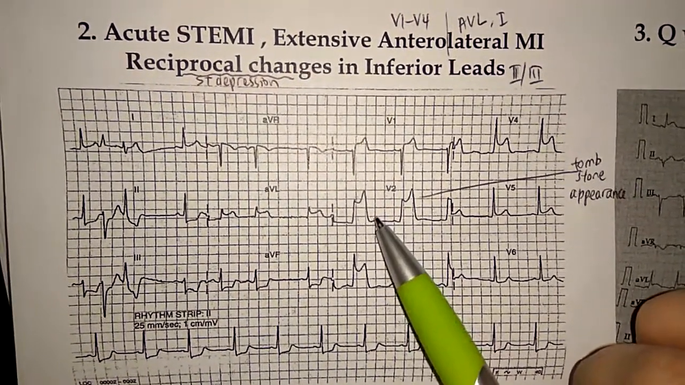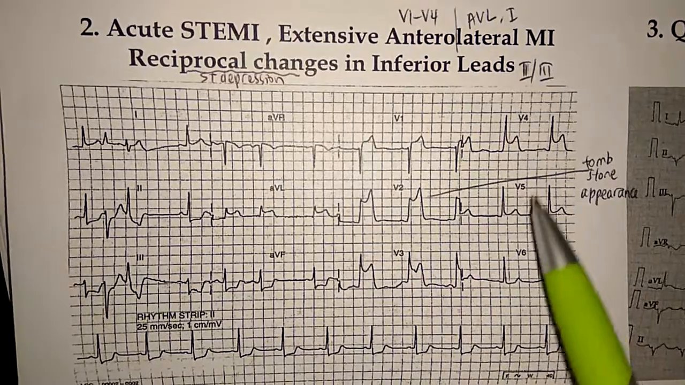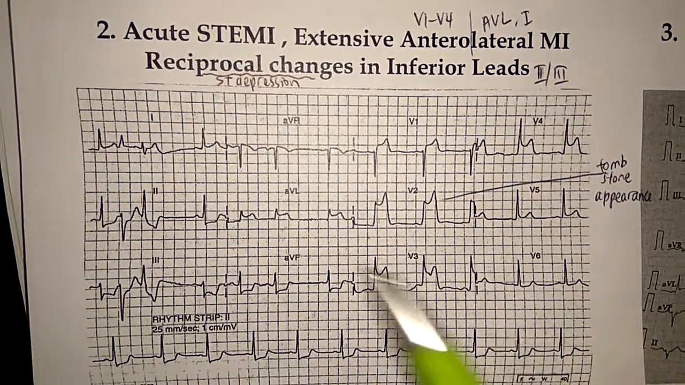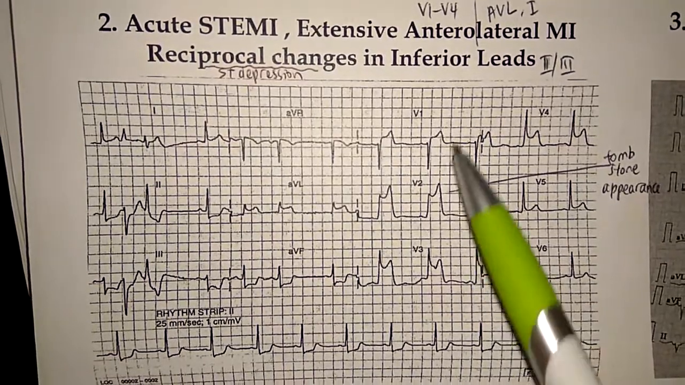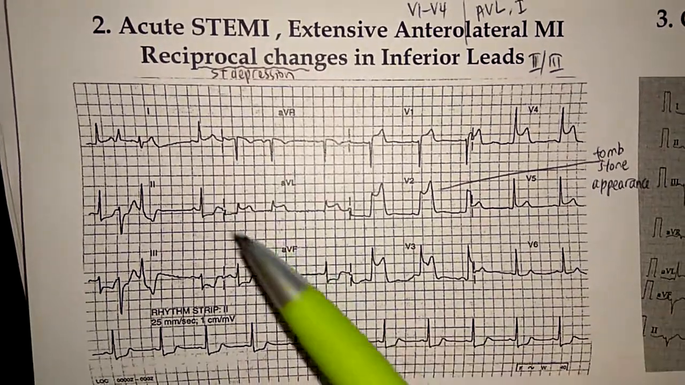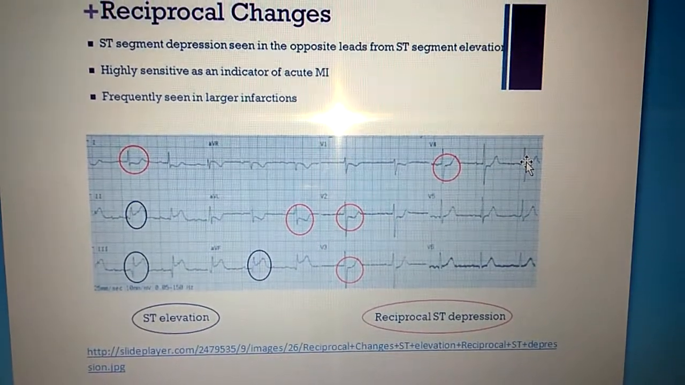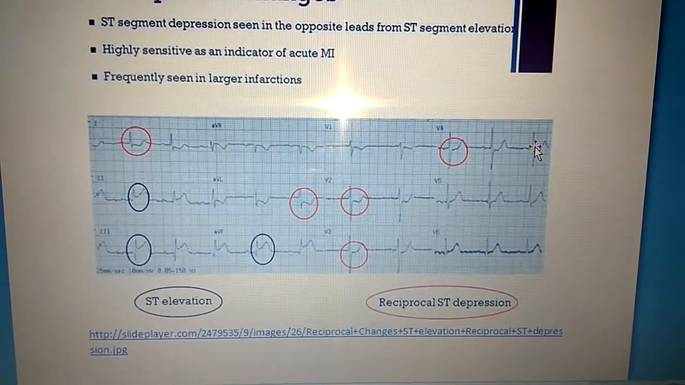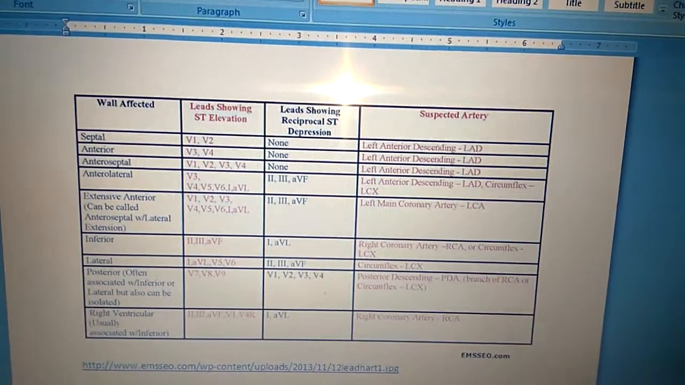The opposite lead would be their STEMI at the anterolateral leads, V1 to V4, lead 1, AVL, V5, V6. However, we can see STEMI at V1, 2, 3, 4, AVL and lead 1. Okay, reciprocal changes are highly sensitive as an indicator of acute MI, and are frequently seen in larger infarctions. Okay, these are the reciprocal changes.